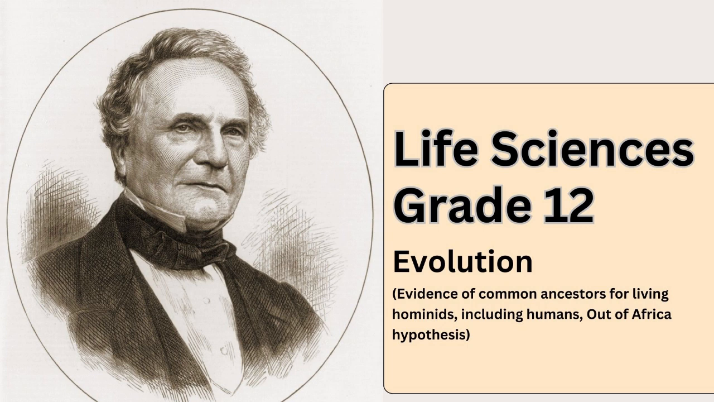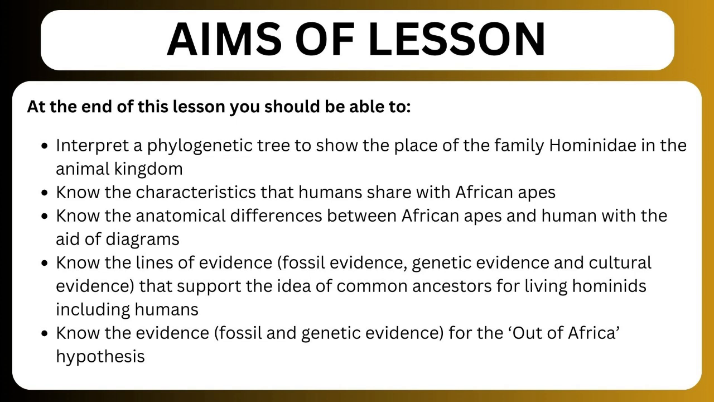Topic: Evolution, evidence of common ancestors for living hominids, including humans, out of Africa hypothesis. Aims of lesson. At the end of this lesson you should be able to interpret a phylogenetic tree to show the place of the family Hominidae in the animal kingdom.